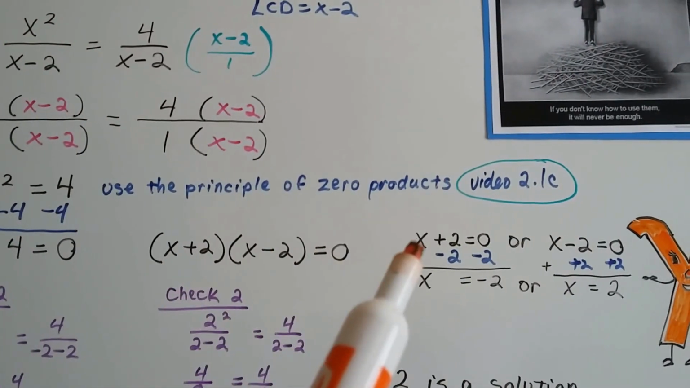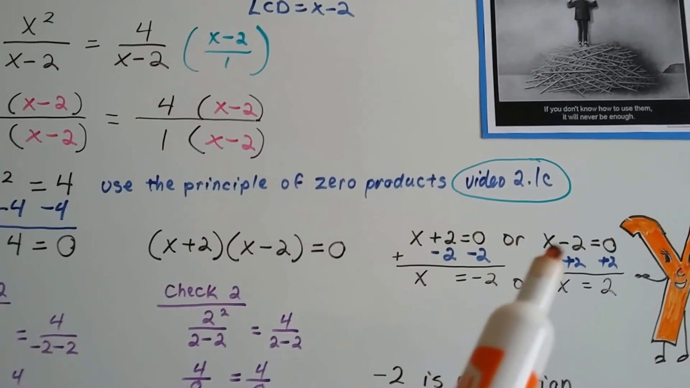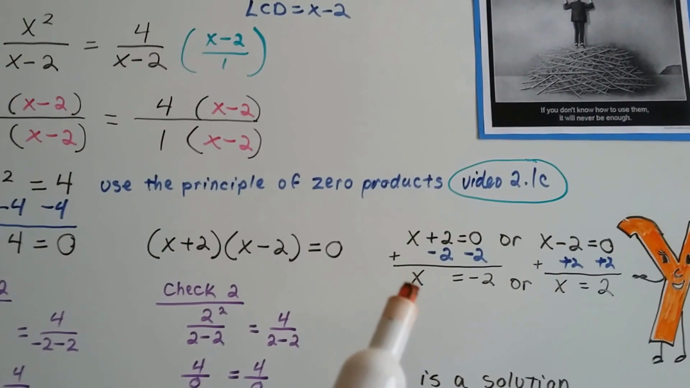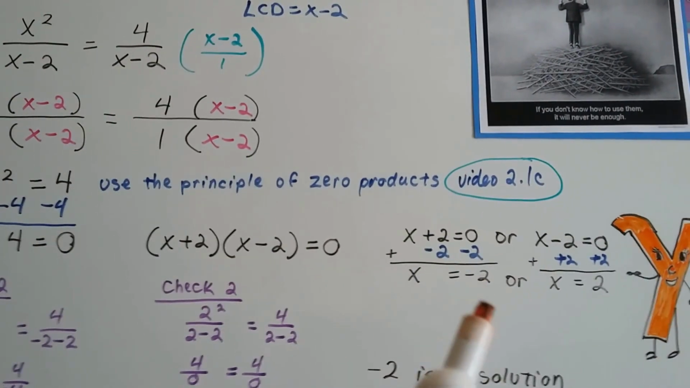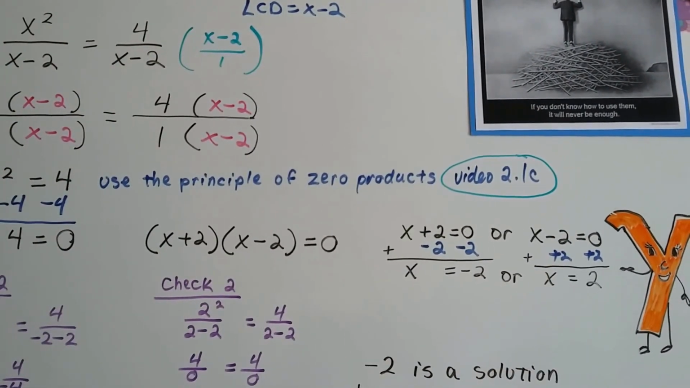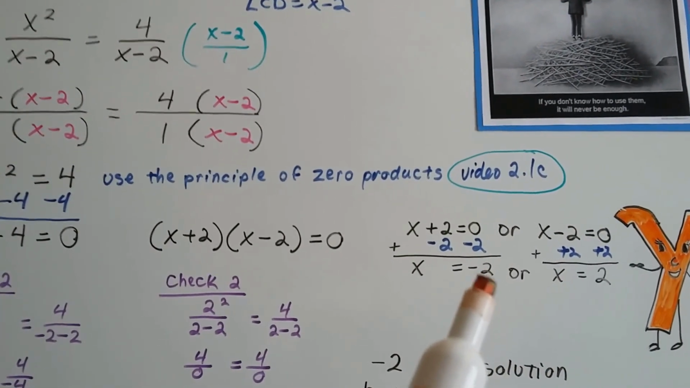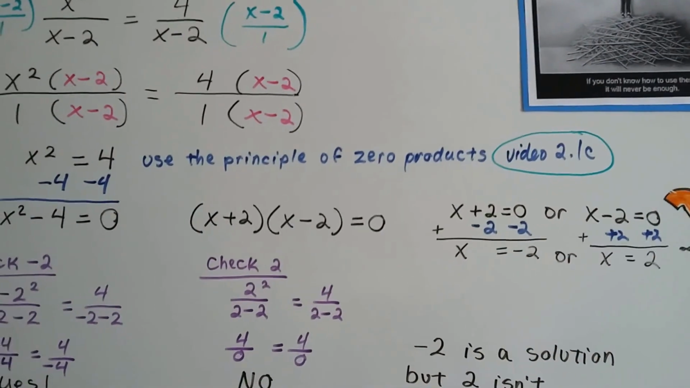Then we break it up and say, well, x plus 2 equals 0 or x minus 2 equals 0. We can use additive inverses to isolate that x, and we get x equals negative 2 or x equals positive 2. Now we plug the negative 2 in to check it, and then we plug in the positive 2 to check it.